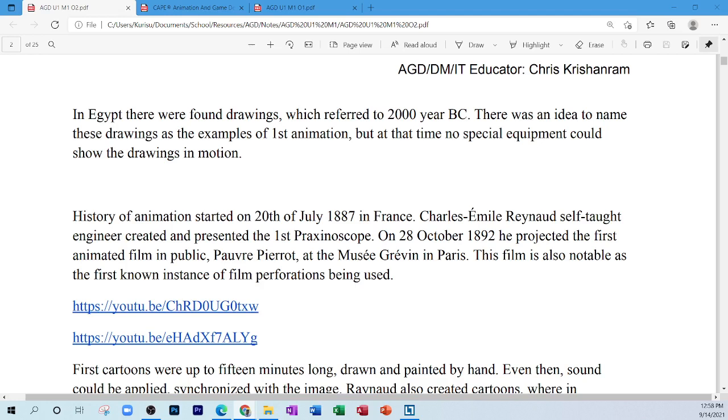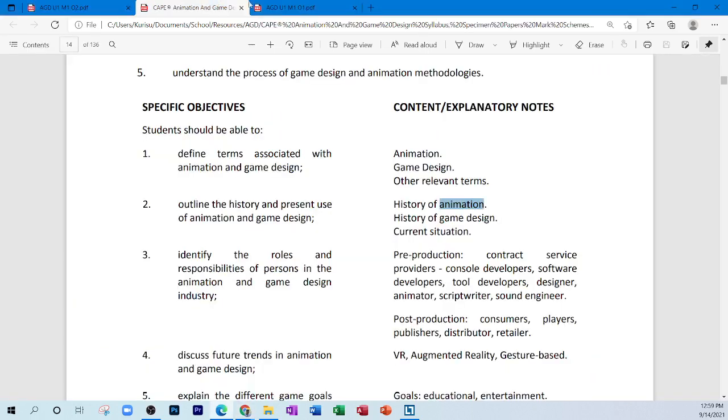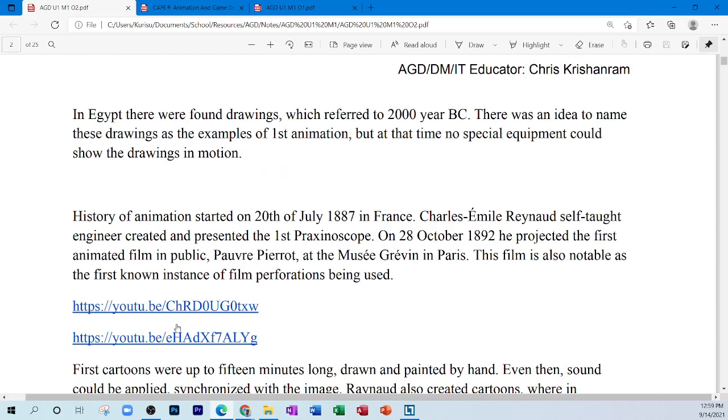So even though they had drawings, there wasn't anything causing movement. There wasn't anything causing any motion, so it didn't give that illusion of movement. So it was not considered animation. So until the 1800s, that is where we got our first animation. That is where we would have gotten the illusion of movement.